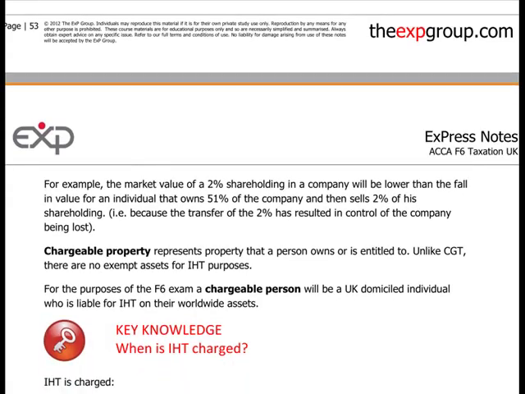Chargeable property represents property that a person owns or is entitled to, and unlike CGT, there are no exempt assets for IHT purposes, so everything is in your estate upon your death. For the purposes of the FCA exam, a chargeable person will be somebody who is UK domiciled, and therefore you're liable for IHT on all your worldwide assets. So don't just think about them being situated within the UK. They could well be situated in Romania, South Africa, Holland. It doesn't matter. They're all part of your estate if you're UK domiciled. Domicile being basically the country of your birth.